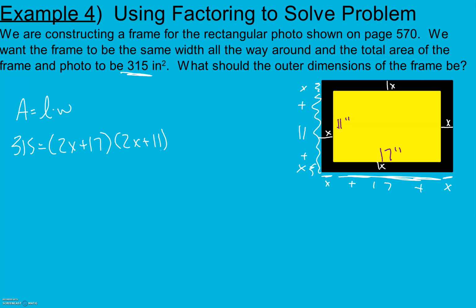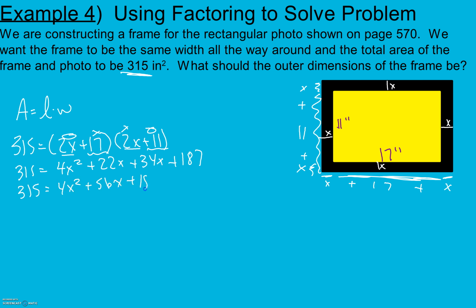Now, before we can move from one side to the other, we have to simplify each side. So here, I need to multiply, and I'm going to do that by foiling. Firsts, outsides, insides, and lasts. I can combine like terms. And now that both sides are as simple as I can get them, I can get it set equal to 0 to get it in standard form by subtracting the 315. And I subtract that because that needs to go to the other side so that I can get it set equal to 0.